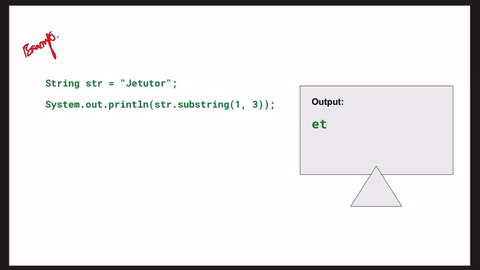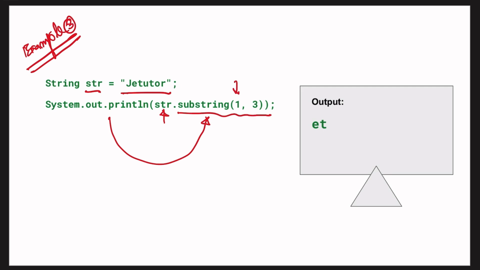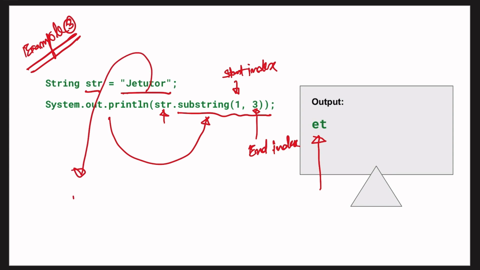Example third. Again, str is an object which has the string jtutor, and after that we are printing on the console with the help of the object str, and we are using the substring. This is the start index, and this is the end index. In between, all the characters will be visible on the output screen. So for that, if I write here, jtutor.